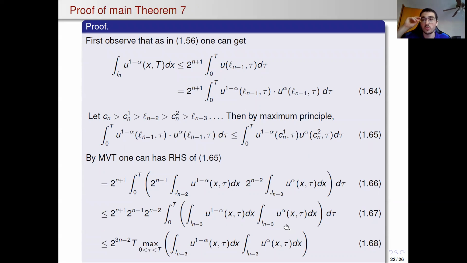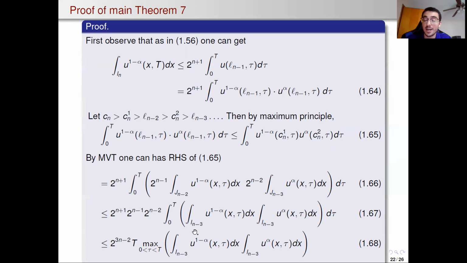So to prove this, we're first going to observe the fact 1.56 first to achieve this inequality, and then we can break up our u of L_(n-1), tau function to achieve 1.64. So then we can introduce the points C_n1 and C_n2 as shown, and using the maximum principle of v(x), we know 1.65 to be true. So then we can apply the mean value theorem to each function here on the right side and achieve 1.66 over their respective regions.